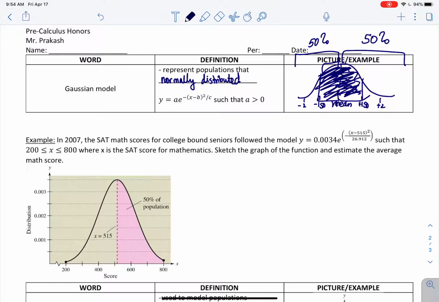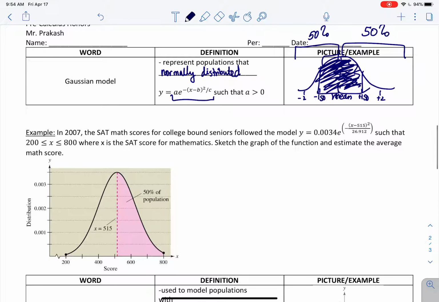The general equation looks like this. It's a pretty complicated looking equation. And the a value, basically, that's where you put in your mean and your standard deviation, and that's what calculates the curve for you. And you don't need to know how to come up with the equation, but you should know how to recognize the equation. So if you see an equation like this, you should know that's a Gaussian model.